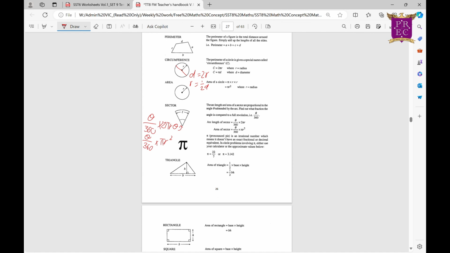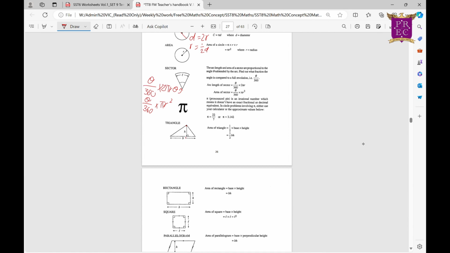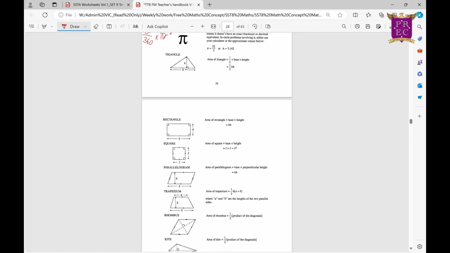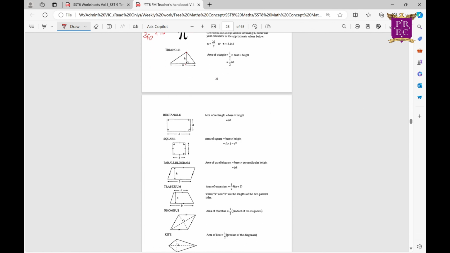The area of a triangle, everyone knows, is half base times height, base being the bottom here and height being from the topmost point of the triangle to the base. Okay, rectangle is just base times height, base being this one, height being this one. With a square, all sides are equal, so we can just do L squared, because L times L gives us L squared. Parallelogram is just base times height, base being the bottom part here, and the height being the distance between the topmost to the bottommost. Okay.